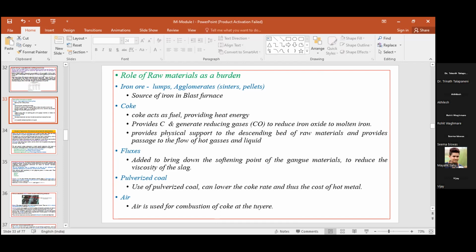Then pulverized coal. Along with coke, we also use pulverized coal, called PCI, that is pulverized coal injection. We basically do it from the raceway part of the blast furnace to lower the coke consumption. Apart from that, air is also pumped into the blast furnace to have continuous combustion at the raceway part of the blast furnace and for the generation of the reducing gases.